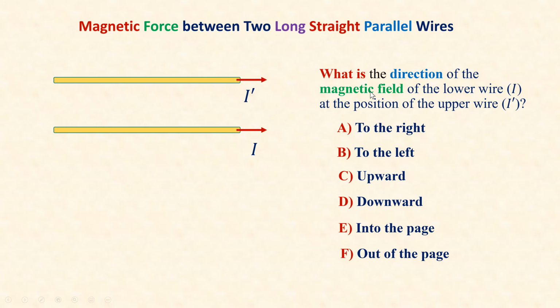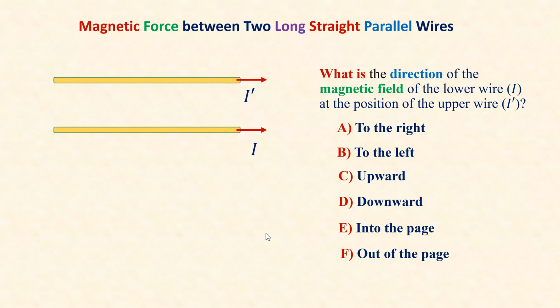To begin, what is the direction of the magnetic field of the lower wire I at the position of the upper wire I prime? We want to see what is the magnetic field of the lower one at these points where the upper one is positioned.